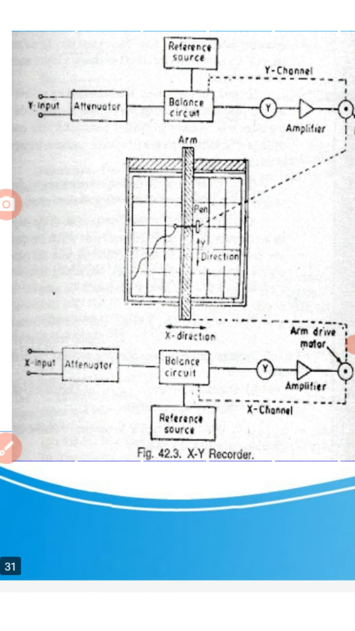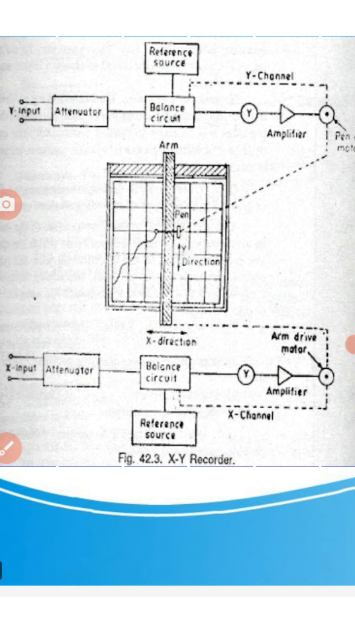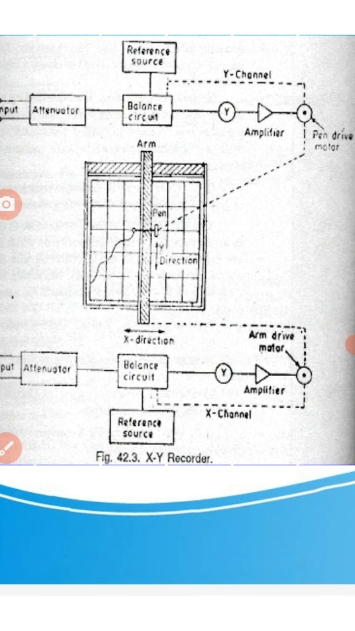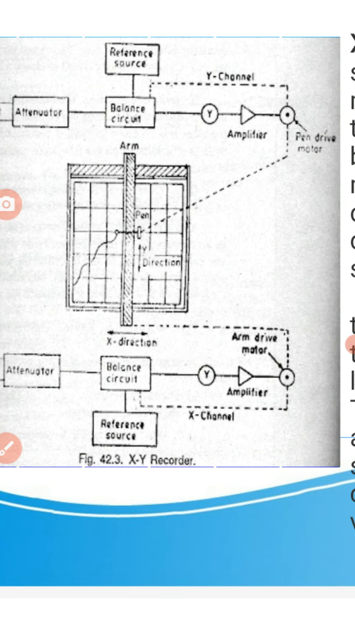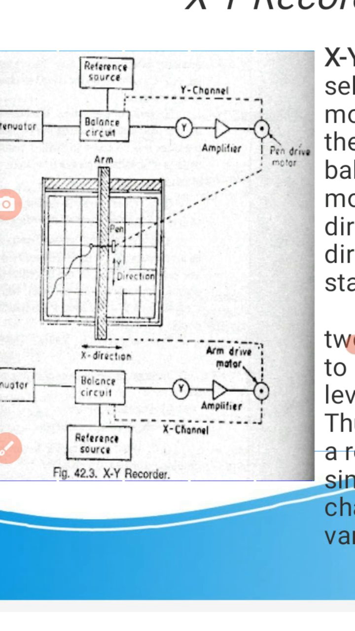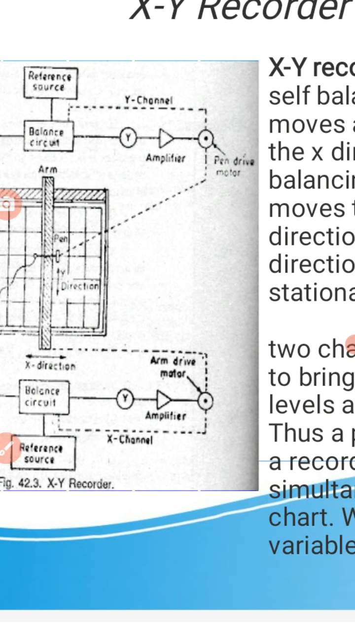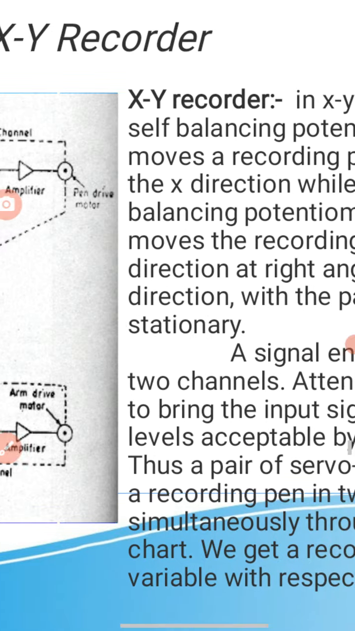Again, at the bottom there is the X input attenuator, whose output goes to the balance circuit, and another input to the balance circuit is from the reference source, whose output goes to the adder amplifier, and whose output drives the motor which controls the movement of the arm in the X channel.